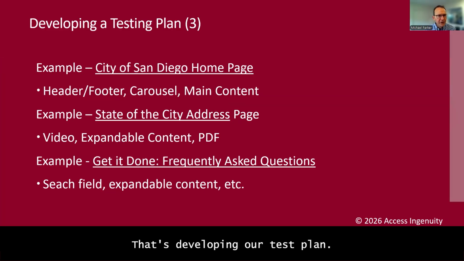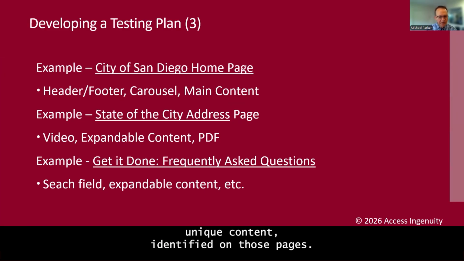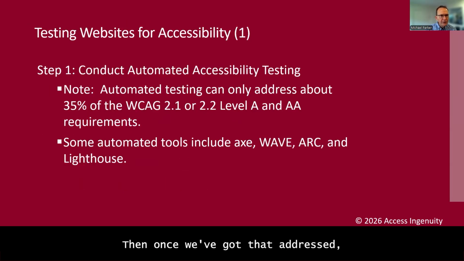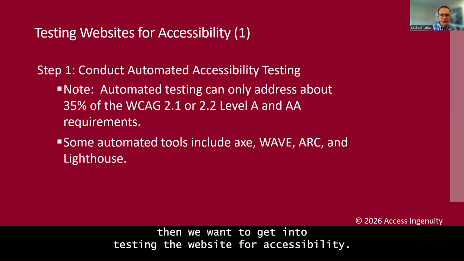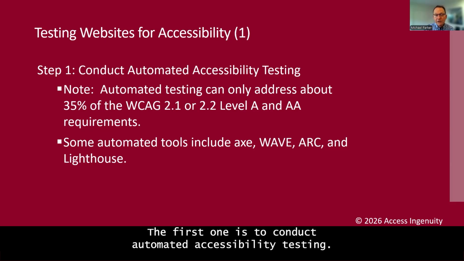That's developing our test plan. So we're looking at that. We're trying to get the unique content identified on those pages. Then once we've got that addressed, we want to get into testing the website for accessibility. And the plan should include two really key steps. The first one is to conduct automated accessibility testing.